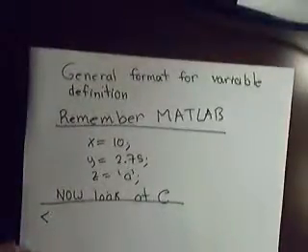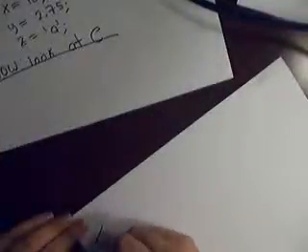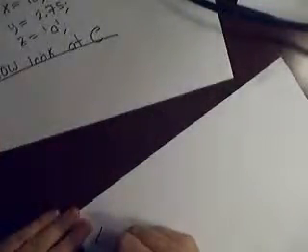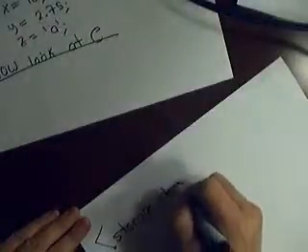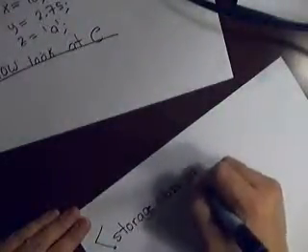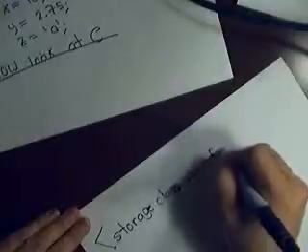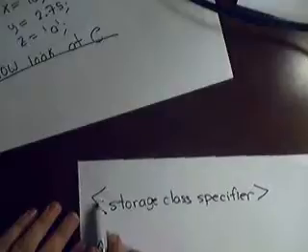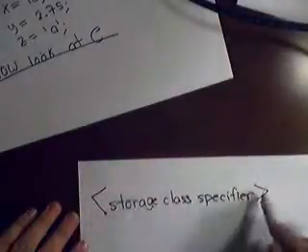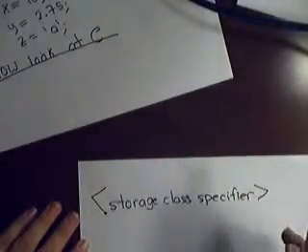Okay, in C, as we discussed before, we're going to need a storage class specifier. Now notice I'm using this plus, less than or equal, less than and greater than. I'll discuss what it means.